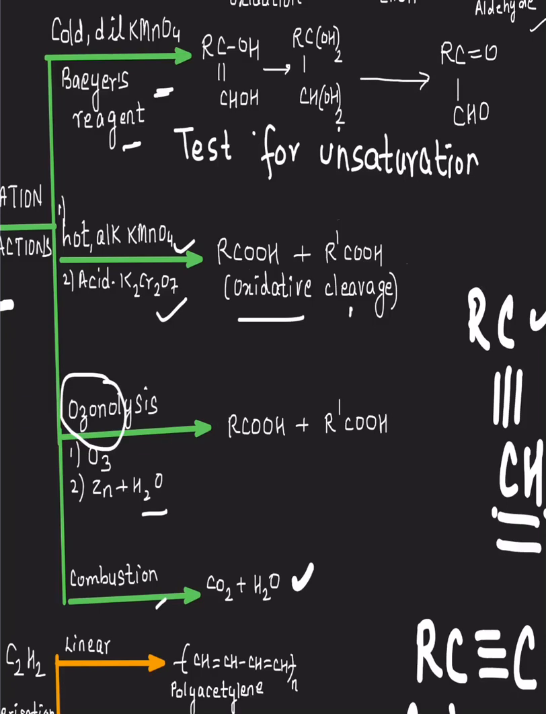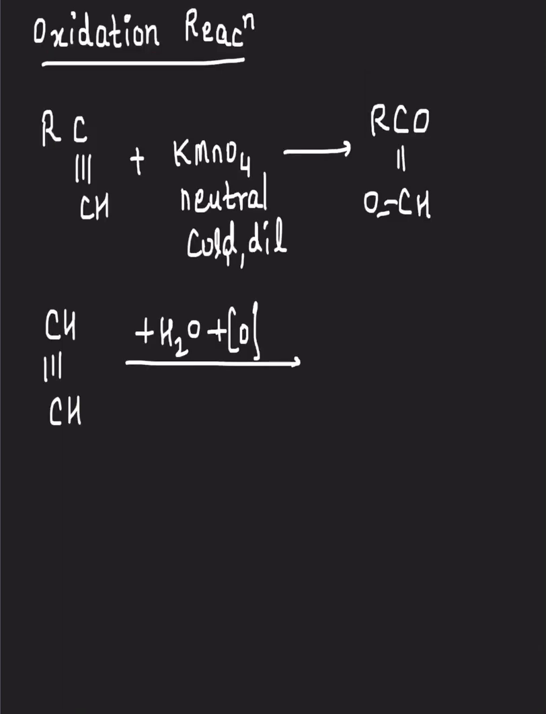All hydrocarbons burn to give us carbon dioxide and water. The amount of heat generated is definitely less, and we use acetylene for welding purposes. The oxyacetylene flame that is used for welding purposes is based on the principle of combustion of acetylene. So let's start writing the reactions for these. So let's start writing the oxidation reaction.